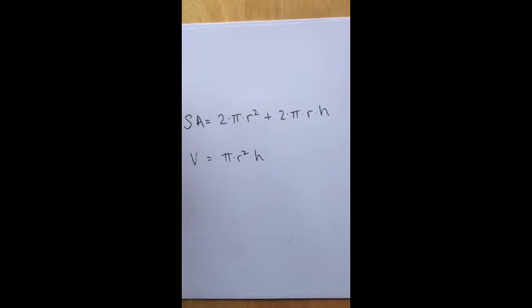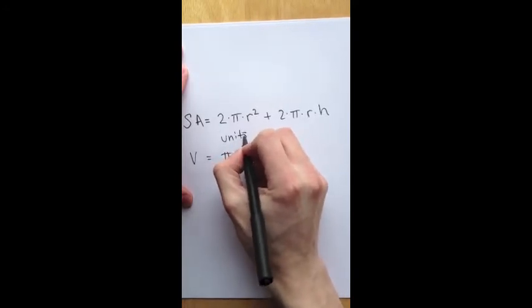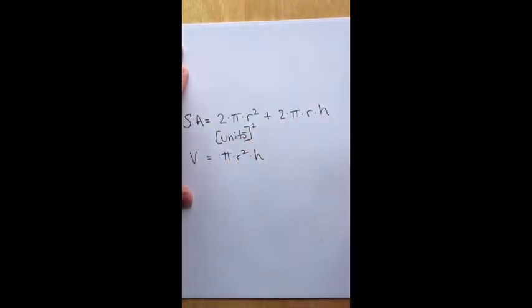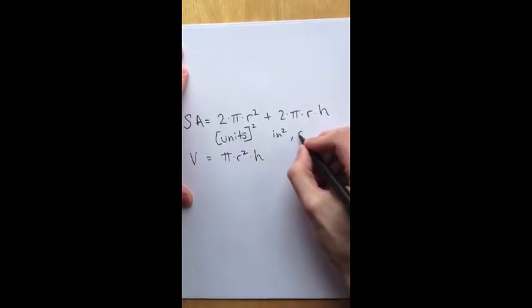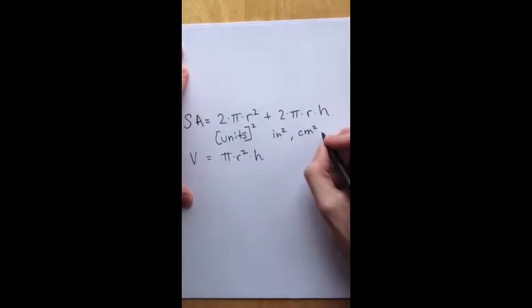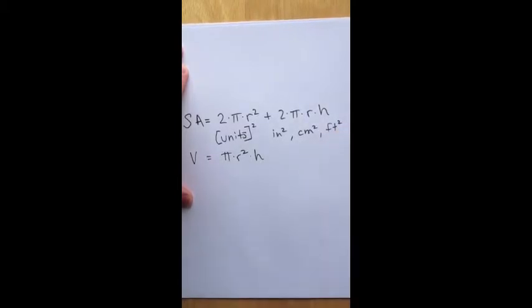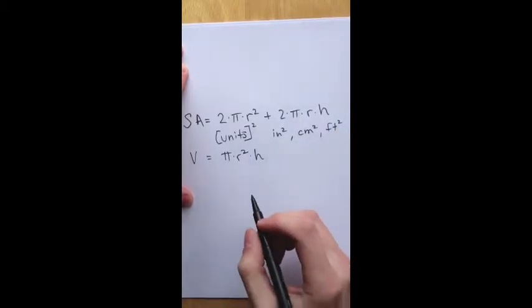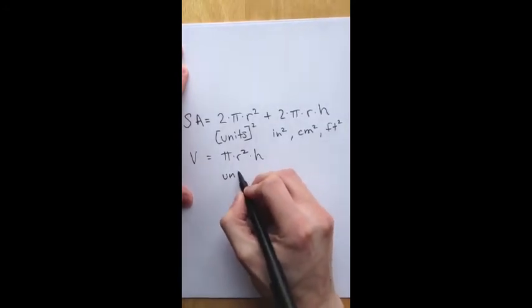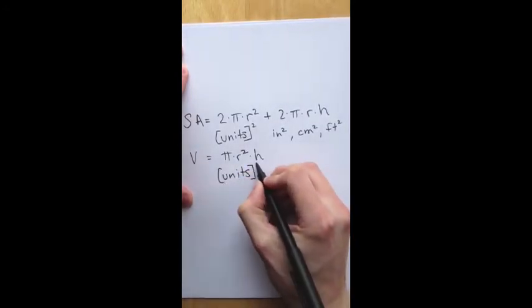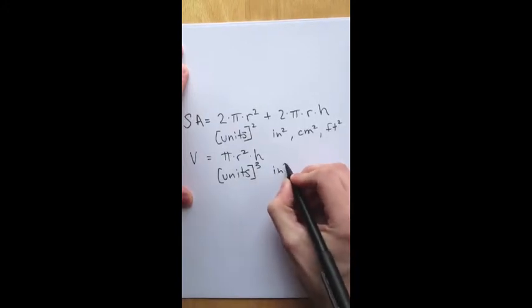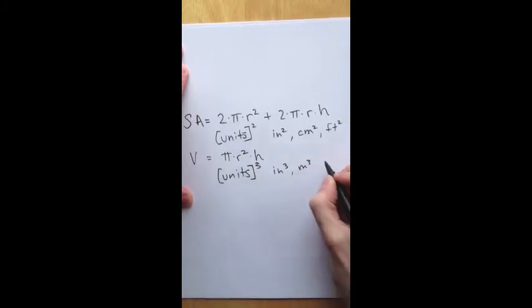But before we do a few practice problems, we have to talk about how we label our units. For surface area measurements, it is going to be in units squared. So whether that's inches squared or centimeters squared or feet squared, that's what our answers are going to be in. For volume, it is going to be units cubed. So inches cubed, meters cubed, or feet cubed.